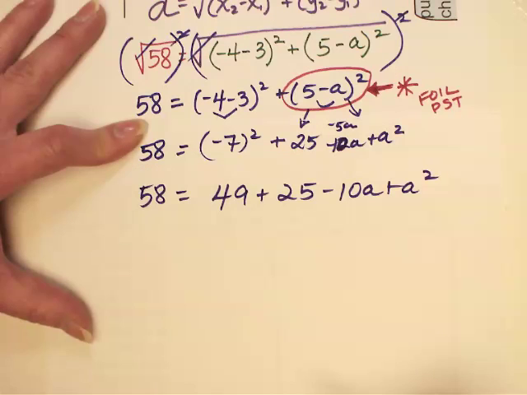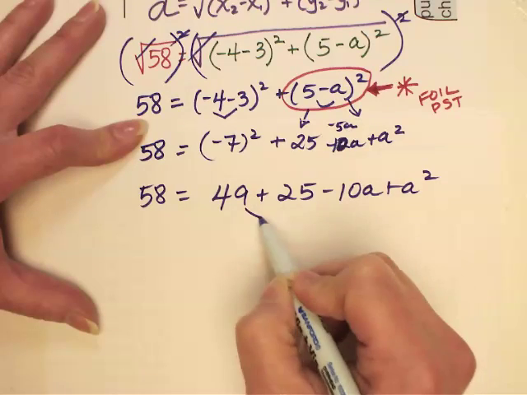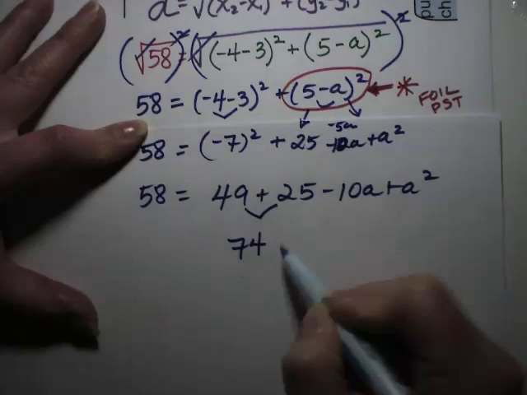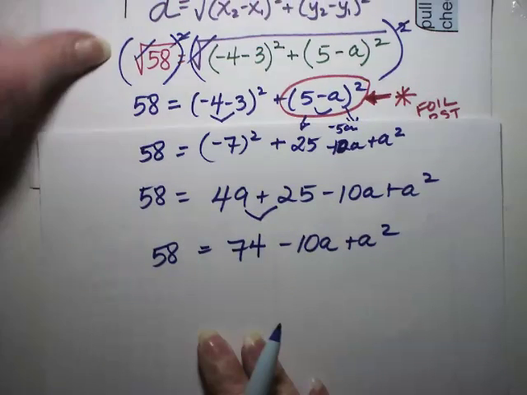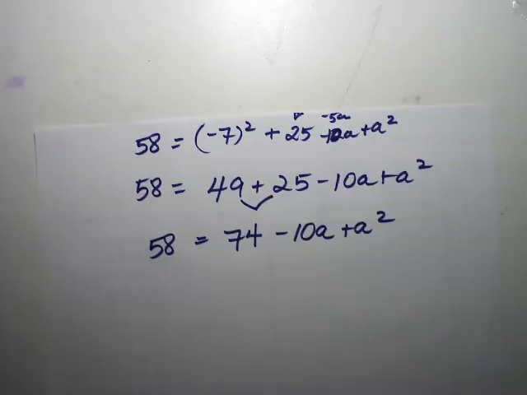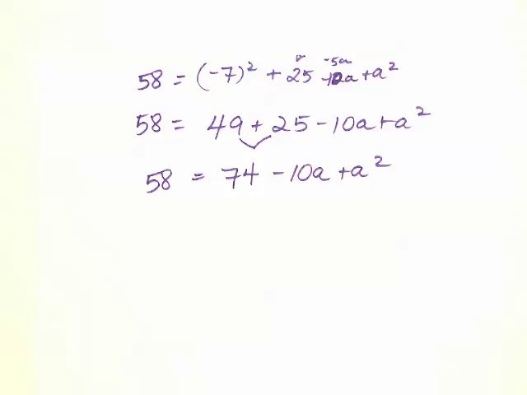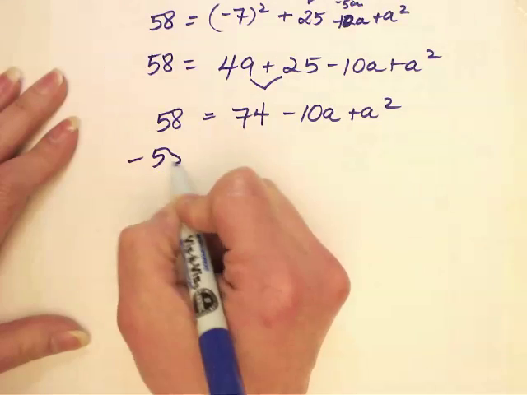For me to solve now, you'll notice that I have a square term, so I have to make it equal 0 to solve. Let me clean this up a little bit. 49 plus 25 gives me 74, minus 10a plus a squared equals 58. Further simplify. So what would you do next to get a 0 here? I would need to move that 58. So let's go ahead and move that 58.